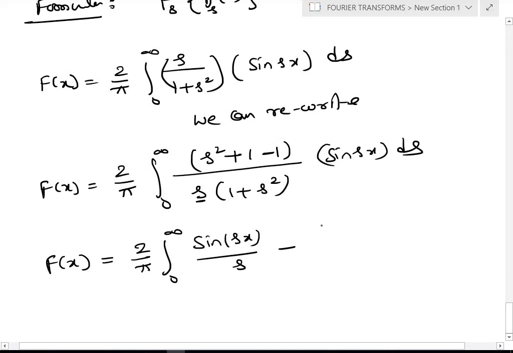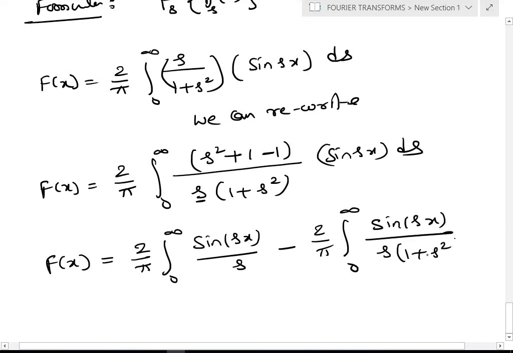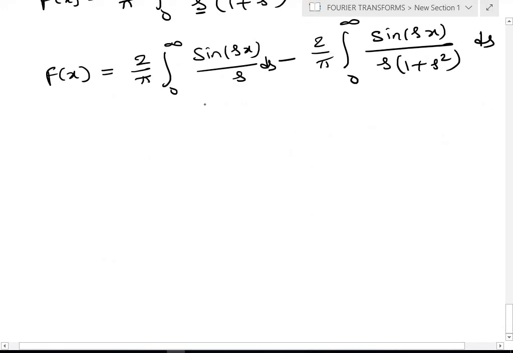Then again 2 by pi, of course don't forget 0 to infinity. Then what is remaining? In the numerator it is sin of sx. In the denominator it is s multiplied by 1 plus s square. And of course integration with respect to ds, don't forget. So this is the first integral, the standard integral. I will get here pi by 2, 0 to infinity sin sx by s, that is even derived in the previous sessions.